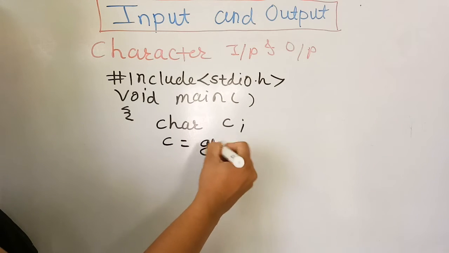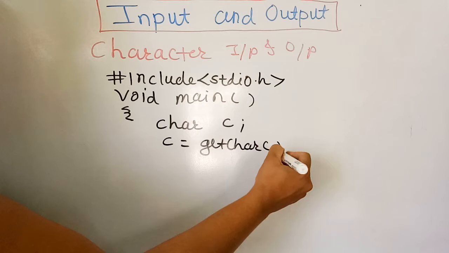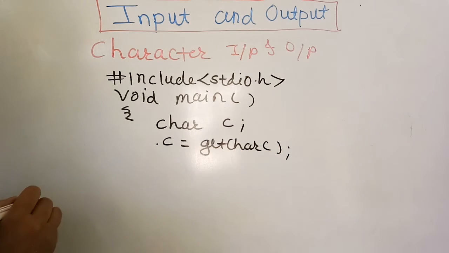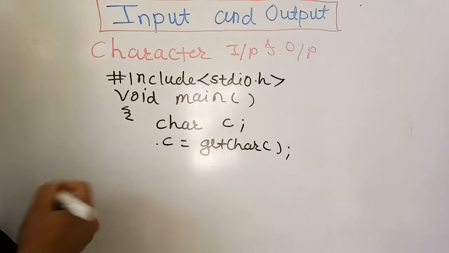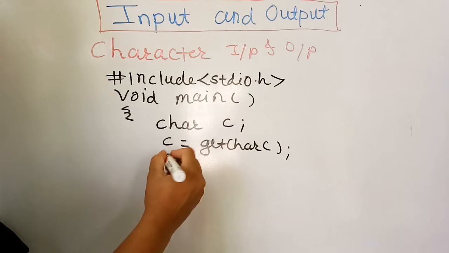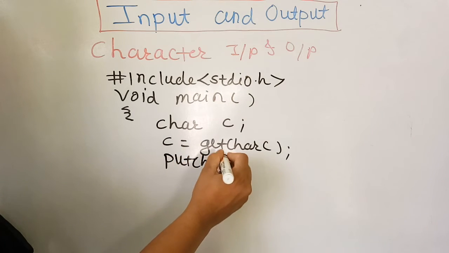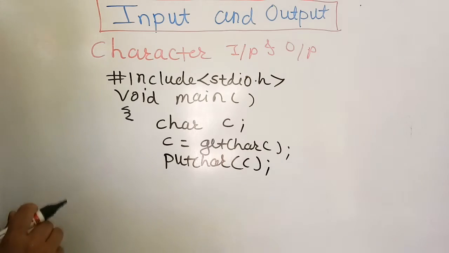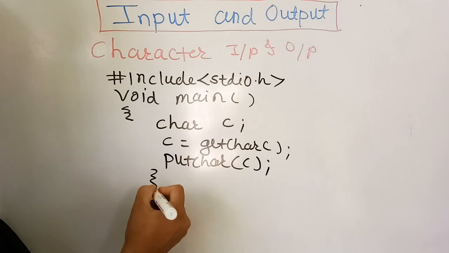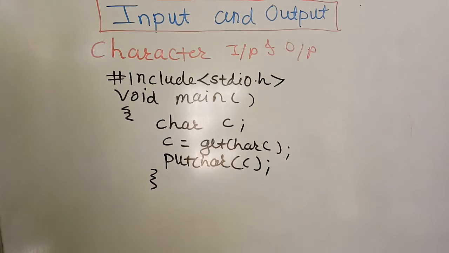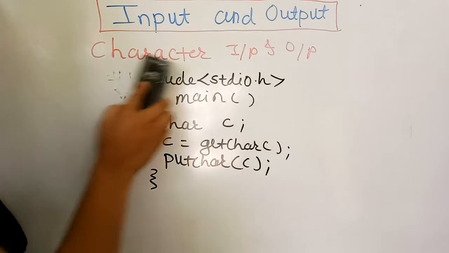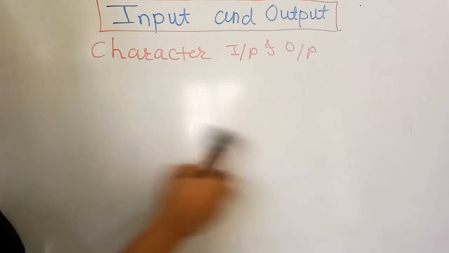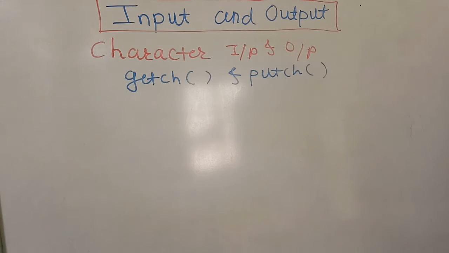Simply call the getChar function and store its value into the variable C. How does putChar act? putChar simply prints the value accepted by the variable C. Then complete the main mechanism. So this is the sample demo of how to use the getChar and putChar mechanisms in your own program. Now, these are the input and output mechanisms.